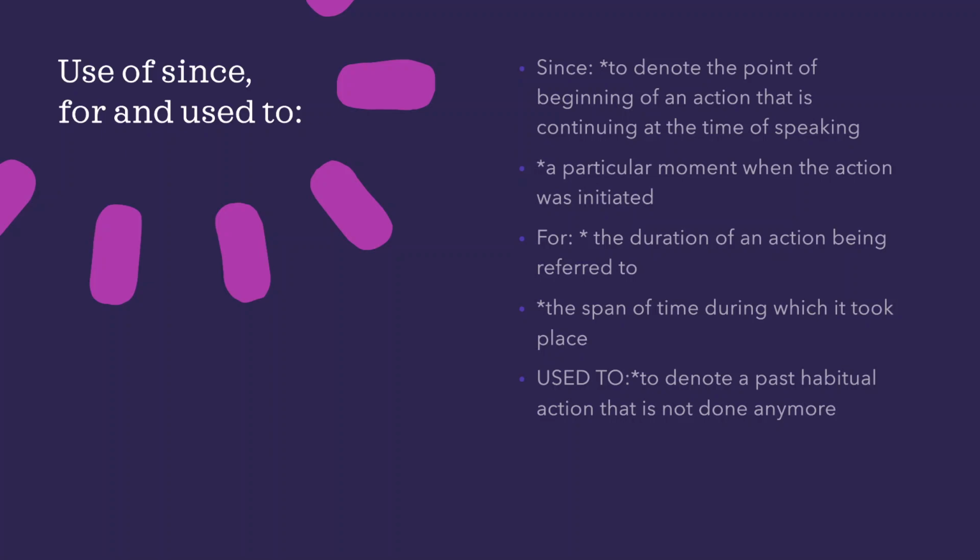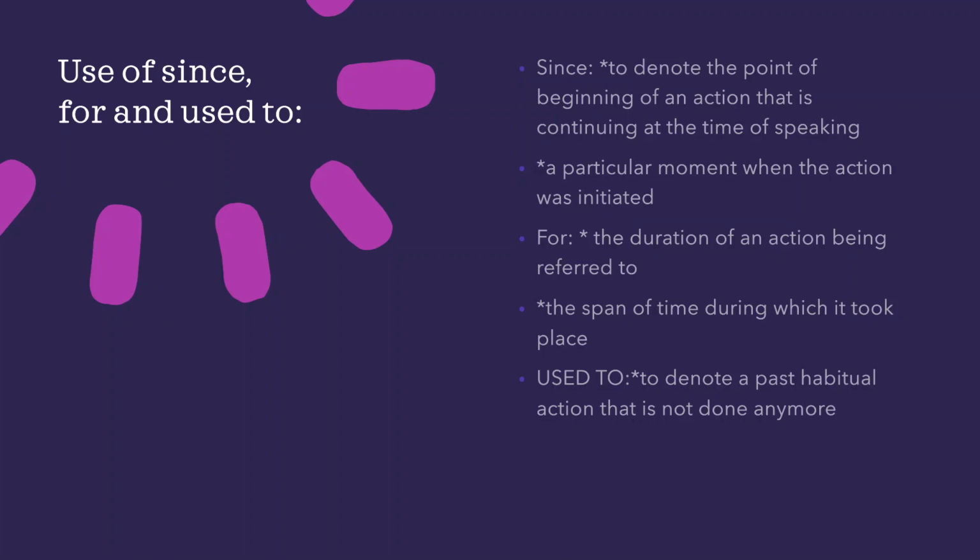Second, let us look at the usage of for. It is used to denote the duration of an action being referred to. Rita has been walking for 2 hours. So for is used to denote the duration of Rita's walk this morning. So I repeat, the word for is used to emphasize the duration of an action.